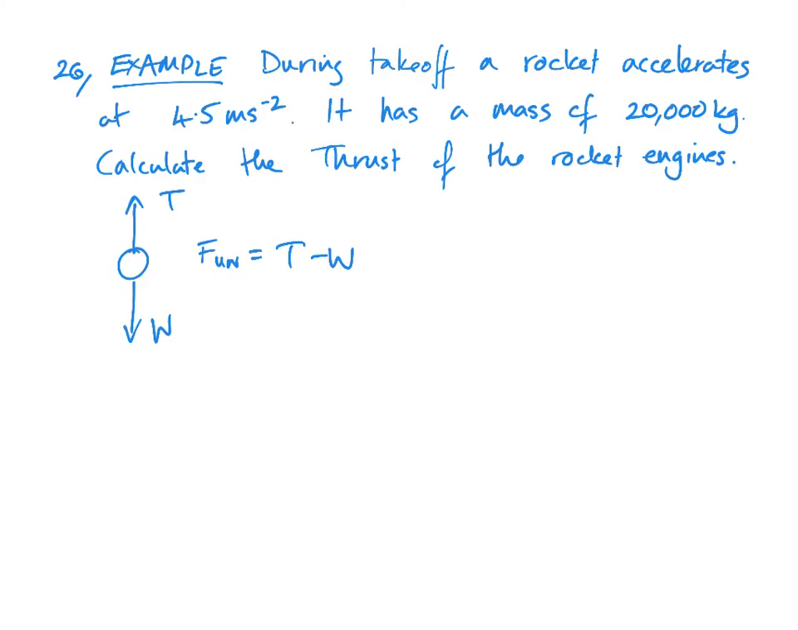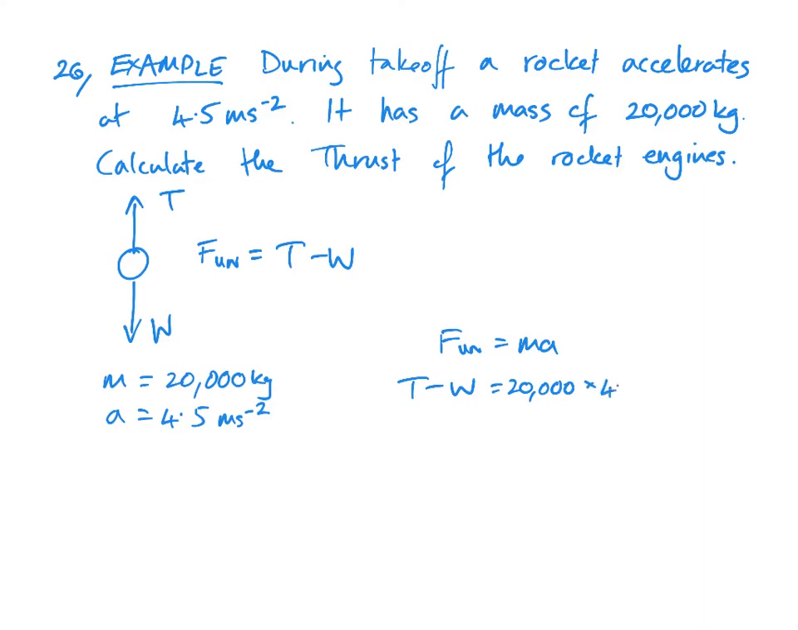So if I go to list my variables, I've got that the mass is 20,000, and the acceleration is 4.5. So when I write my formula now, F un equals ma, and I replace what I can. I can replace F un by T minus W, and I can substitute in m and a. But if I'm going to work out a value for T, I'm still missing a value for W. So I need one more formula.